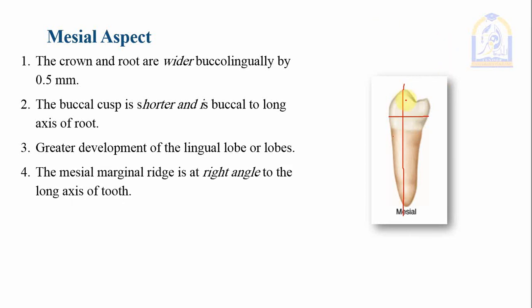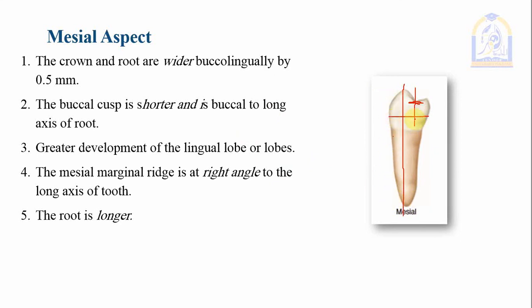Also, the mesial marginal ridge differs from that of the mandibular first in that it's located at a higher level. It is usually at right angle to the long axis of the tooth. And because of this configuration, less of the occlusal surface can be seen compared with the mandibular first. The root is usually longer by 0.5 millimeter, as was mentioned earlier.